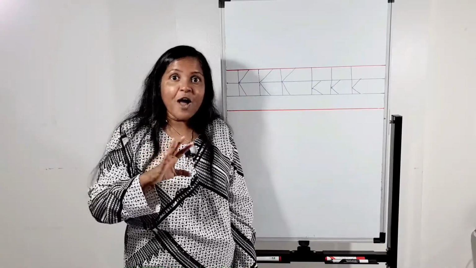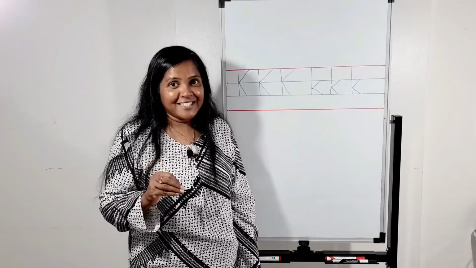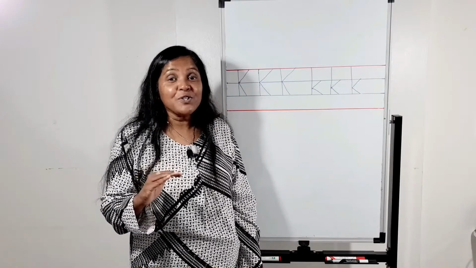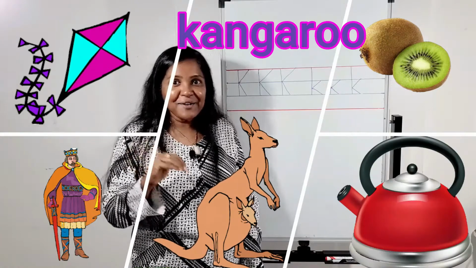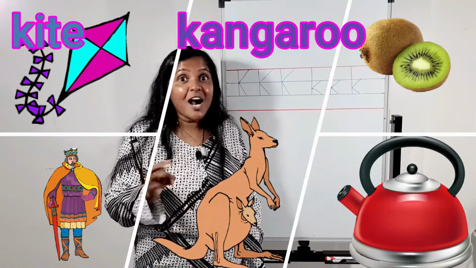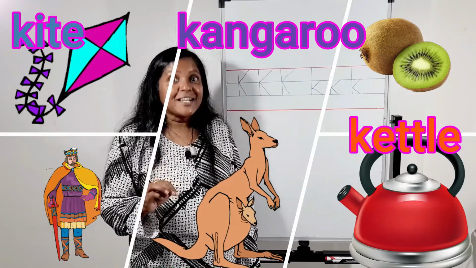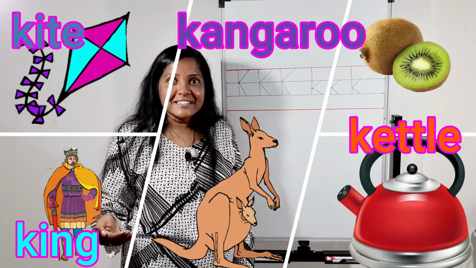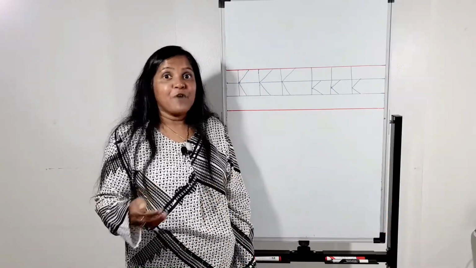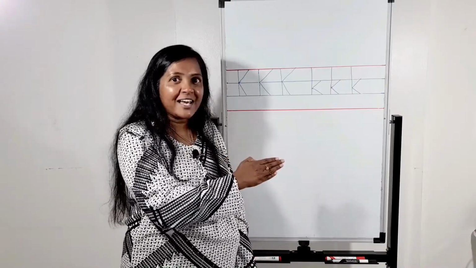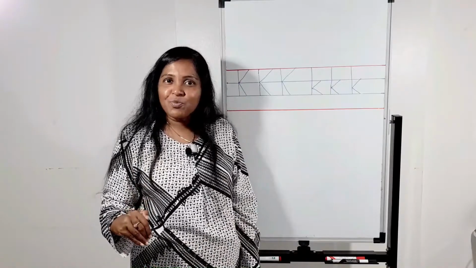Now you know five words that start with letter K. Are you ready to remind all the words which we learned today? Number one, kangaroo. Number two, kite. Number three, kettle. Number four, king. Number five, kiwi. Now you know how to write letter K, the sound of letter K, and what are the words that start with letter K.